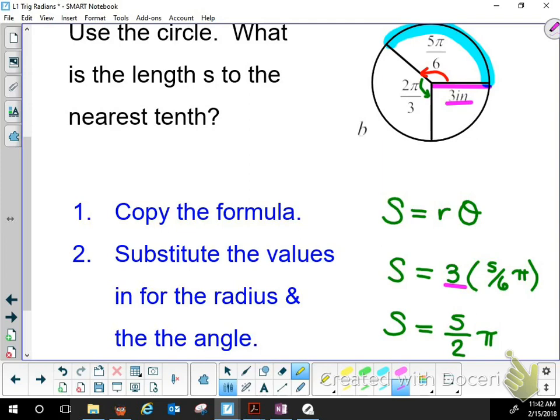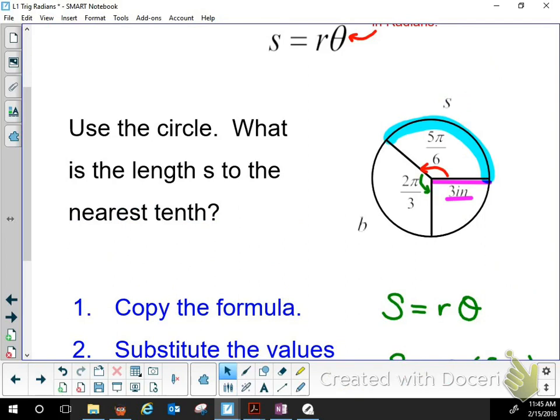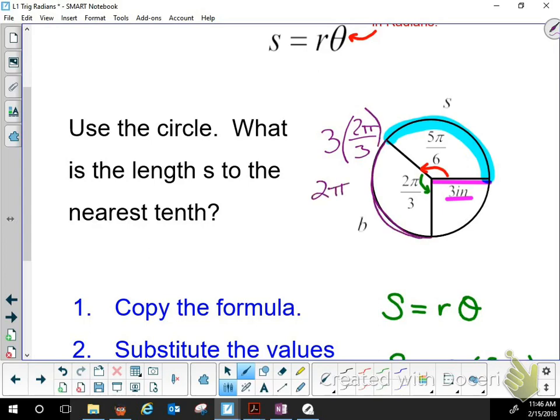The next problem is what is the arc length of B. So if you understand, do the arc length of B. Using that information, for this arc length right here, the radius is 3. My radians is 2 pi over 3. So this arc length right here is 2 pi.